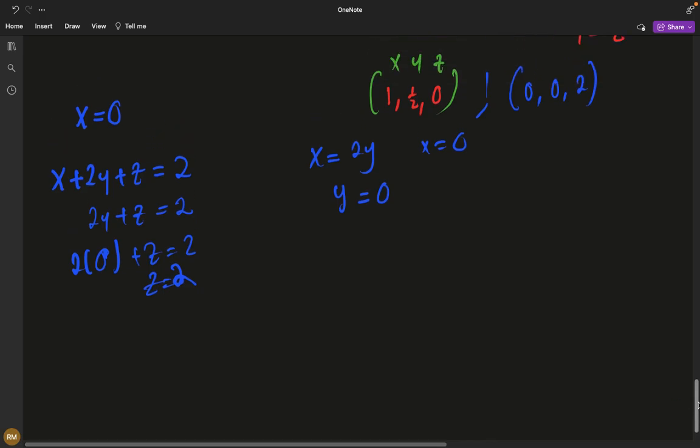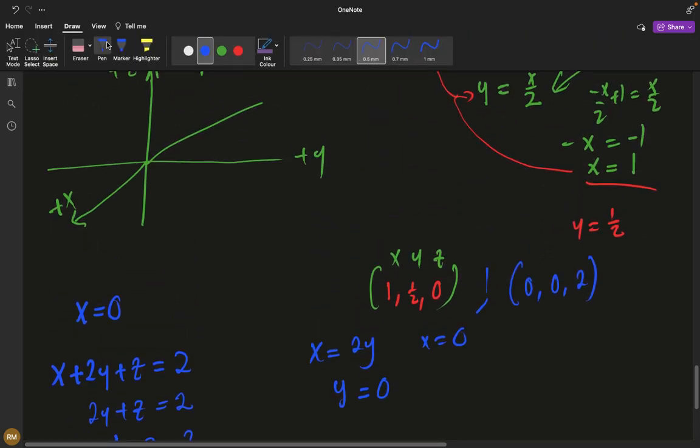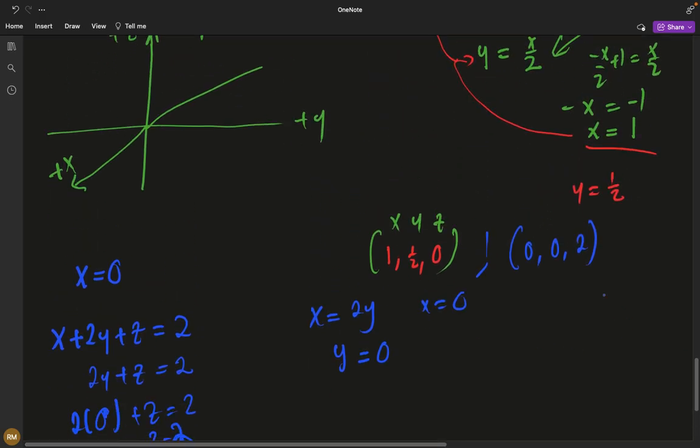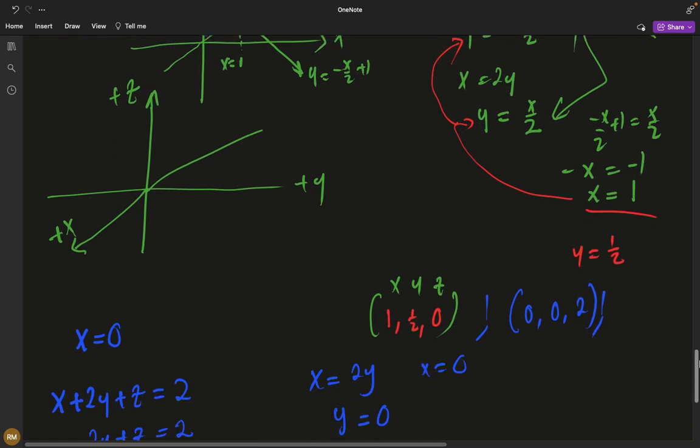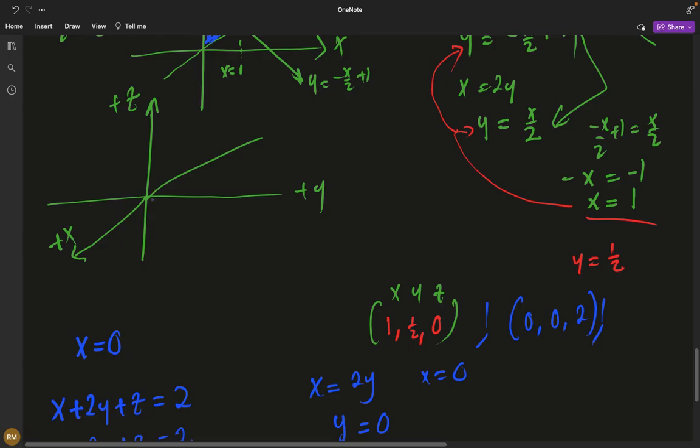Now we want to compute another one. All right, another one. But if you check, guys, let's just try to draw this. I want to show you something. So we have 1, which is 1, and also 1/2 for y, which will be like this.